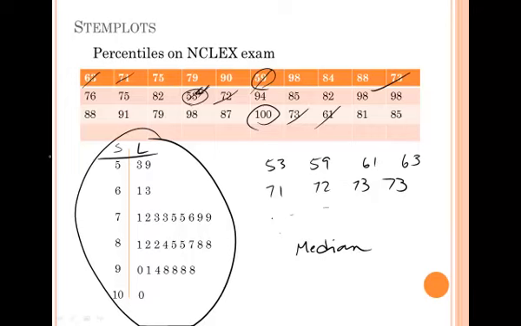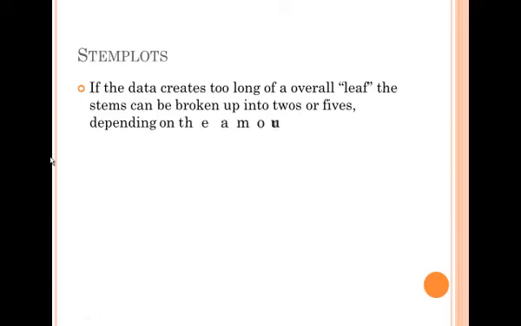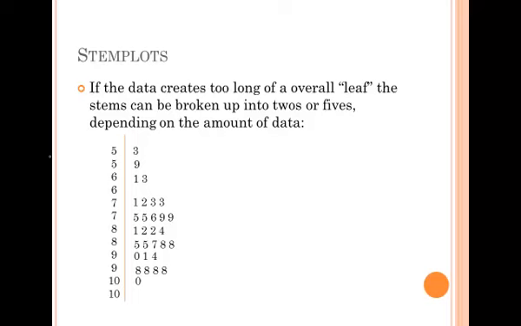And things like that. Another nifty tool is that you can use your calculator to type all these in as well. So that's the stem plot there. If the data creates too long of an overall leaf, the stem can be broken up into 2s or 5s depending on the amount of data. Notice here we have 2 sets of 5s, 2 sets of 6s, because there were a lot of 7s, so we broke it up a little bit more. That's an alternate way of doing it.